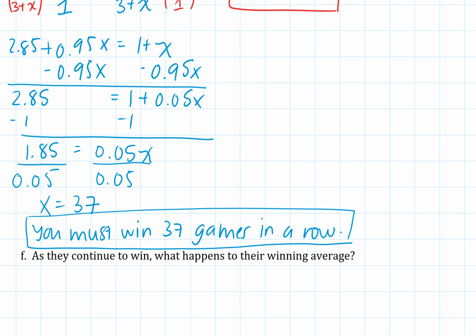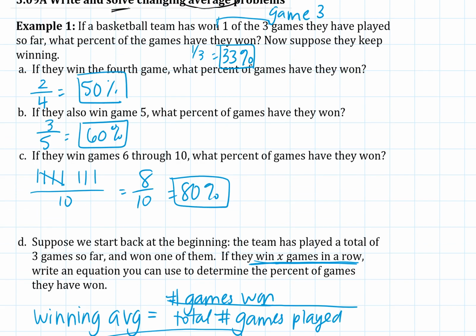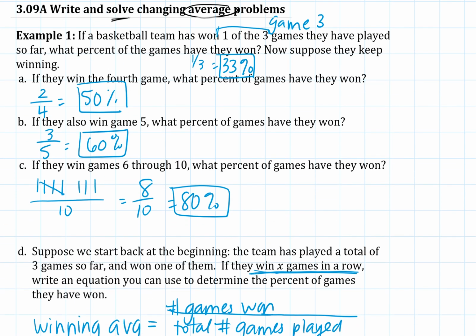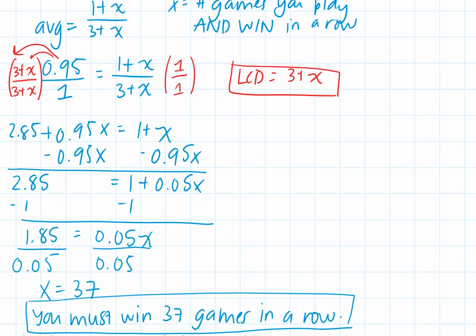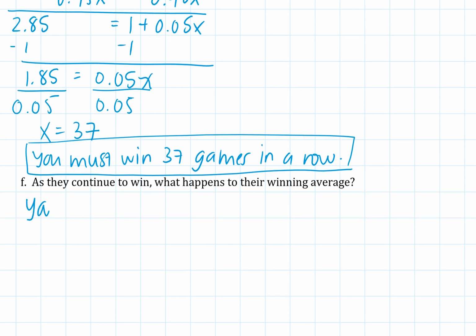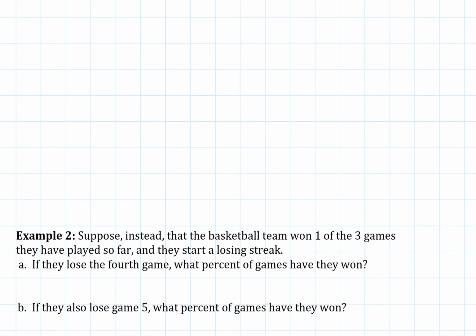Okay, as you continue to win, what happens to your average? Well, we saw this at the beginning, right? If you're on a winning streak, your average is just going up, up, up, up, up. So your winning average will increase. It'll get closer and closer to 100% as you keep winning more and more games.